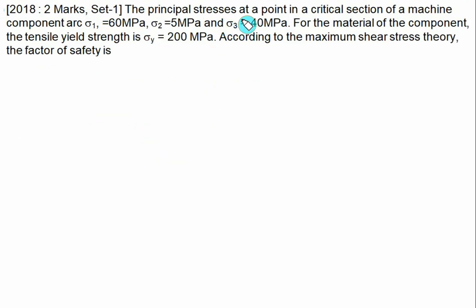The principal stresses at a point and a critical section of a machine component are sigma 1 equal to 60 megapascal, sigma 2 equal to 5 megapascal, sigma 3 equal to minus 40 megapascal. So they are arranged: sigma 1 is greater than or equal to sigma 2 greater than sigma 3. For the material of the component, the tensile yield strength SYT is equal to 200 megapascal. According to the maximum shear stress theory, we have to calculate the factor of safety.